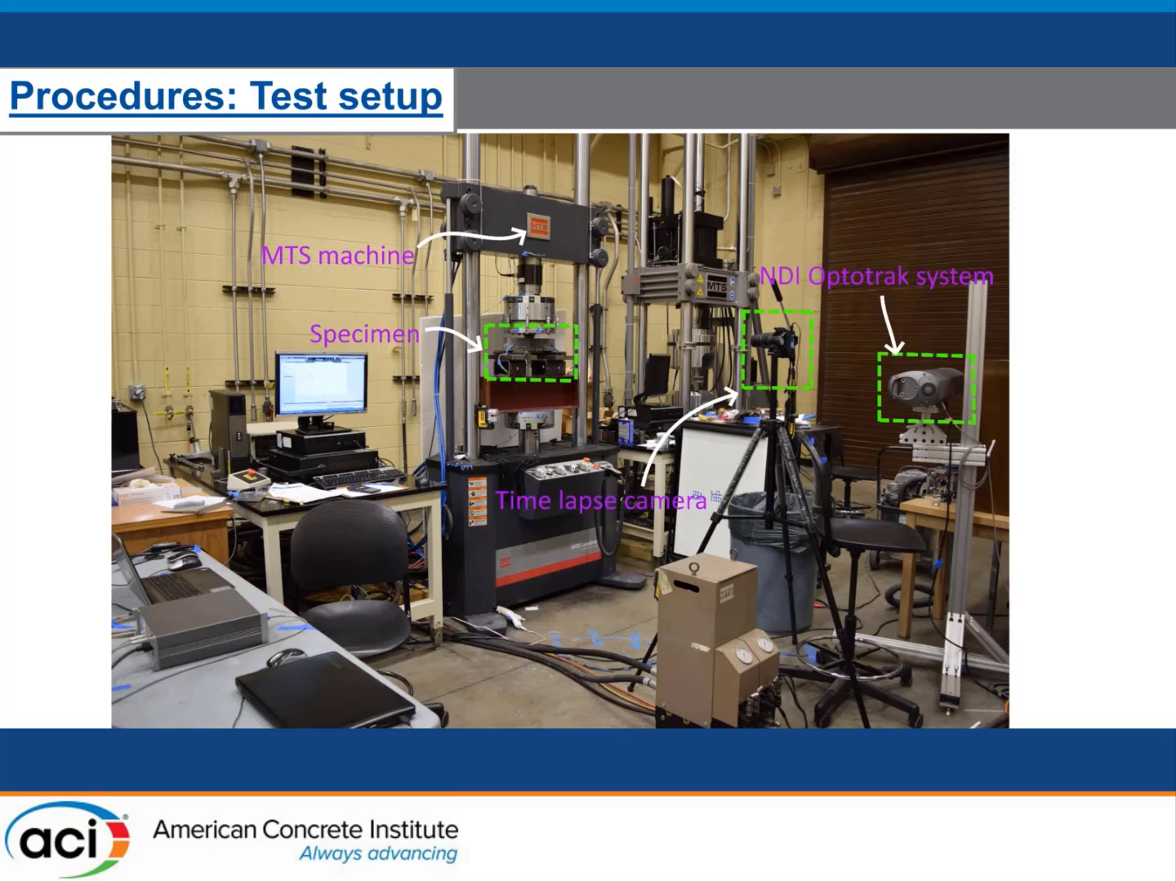This was our test setup that we used for all of the specimens we tested. We have an MTS machine that was used in displacement control, the specimen here in the middle. We had a time-lapse camera taking pictures every 30 seconds or so that would help us better understand the behavior of the material under testing.